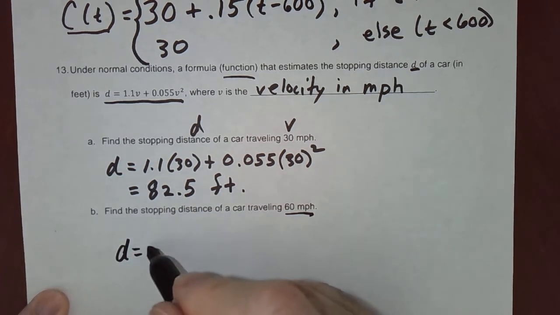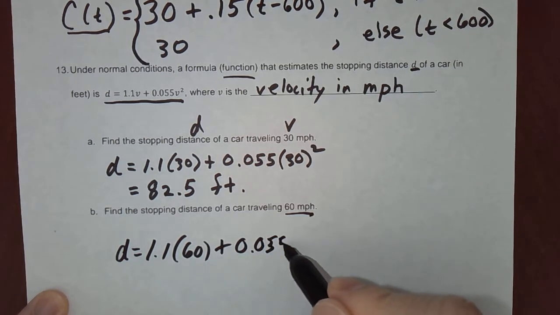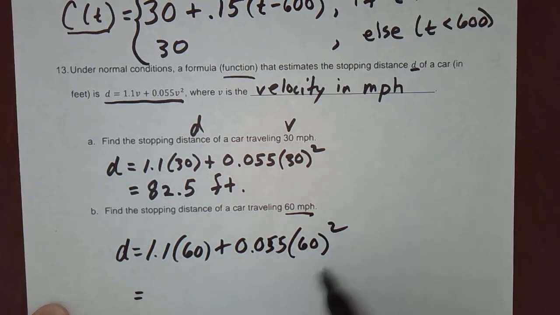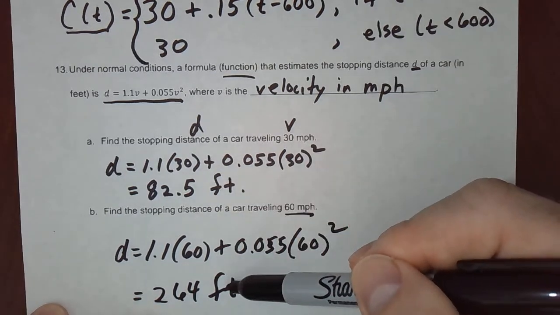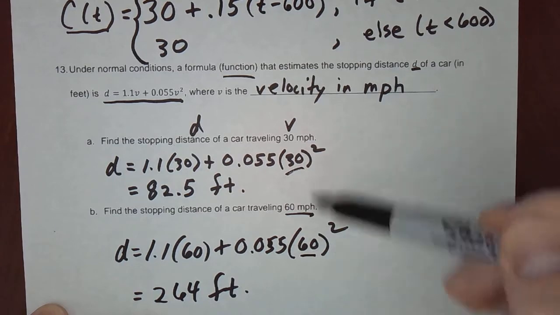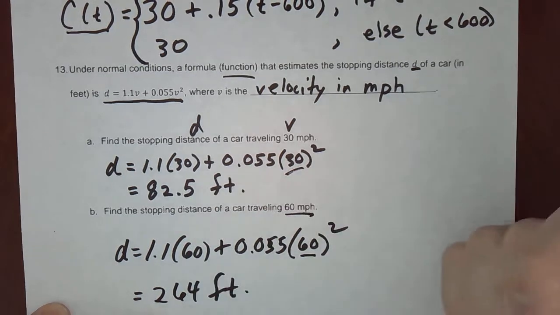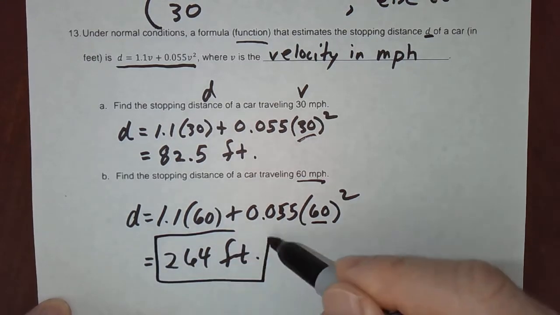d equals 1.1 times 60 plus 0.055 times 60 squared. If you plug that into the calculator, you get 264 feet. Over 3 times the distance. Even though the speed was only doubled, going from 30 to 60, the number of feet required to stop went up over 3 times. So that's a warning. When you go too fast, the number of feet required to stop increases greatly. 264 feet for that one.